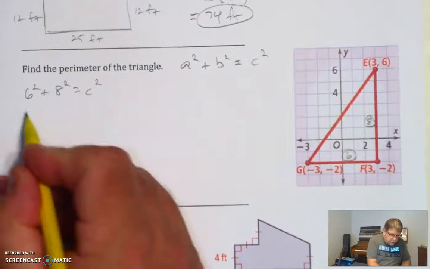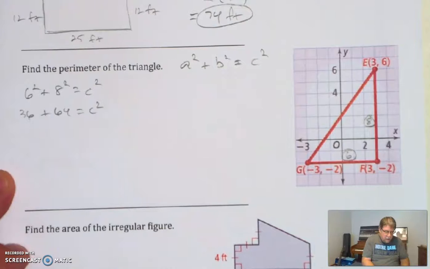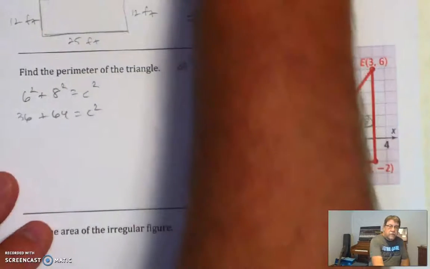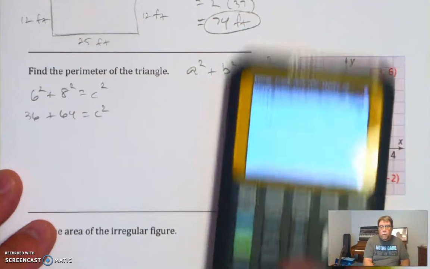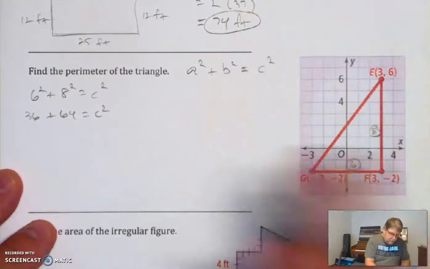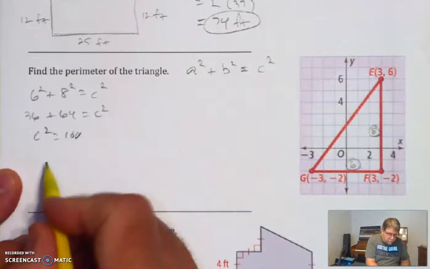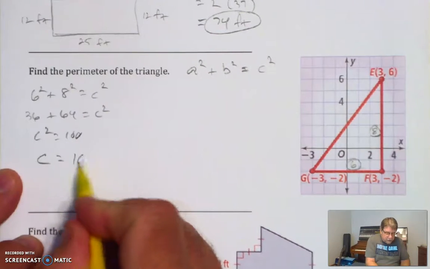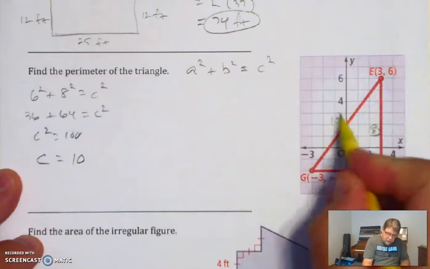Well, 6 squared is 36. 8 squared is 64. We'll add those together. 36 plus 64 is indeed 100. And so c squared equals 100. The square root of 100 would be c. That's going to be 10. So this distance is 10.